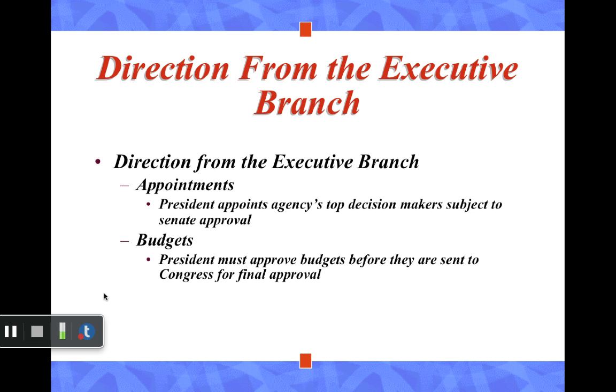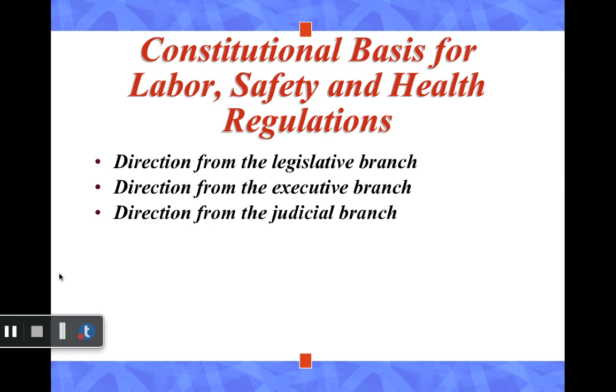The second is money. The president talks to each of the agency heads and asks them, how much money did you spend this last year and how much do you need for next year? And the president then will approve a budget before it's sent to Congress for final approval. So the president also has quite a bit of power in terms of the budget by recommending budgets, but again, ultimately Congress will appropriate the money. And these are a couple areas that the executive branch is involved in.